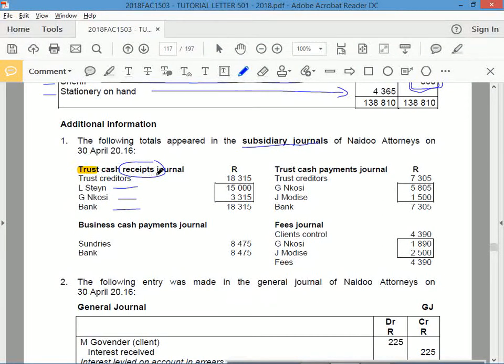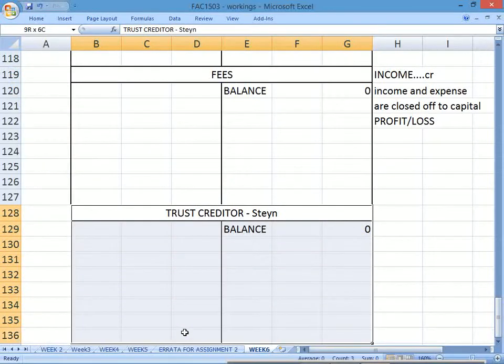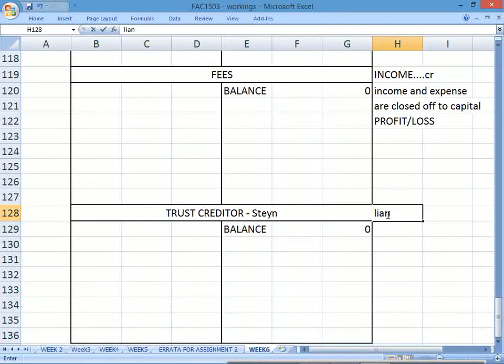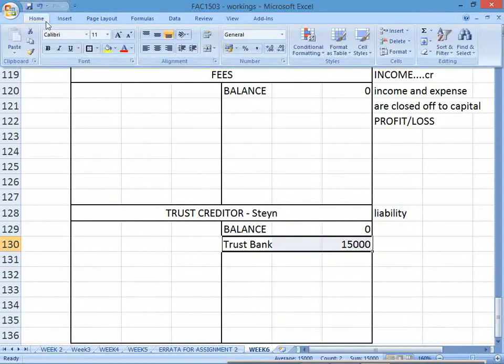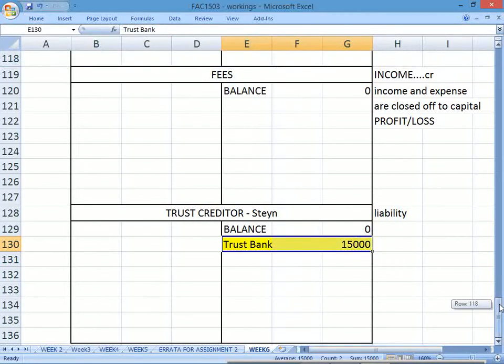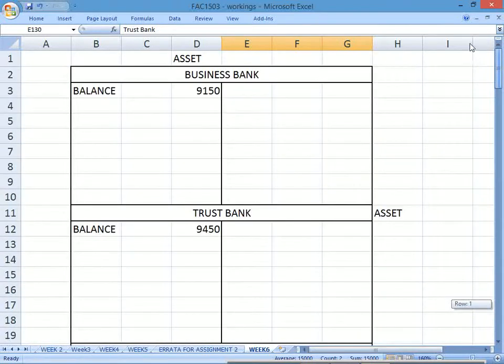If I'm looking at the trust cash receipts journal, you can see Stain and Corsi are being affected here. Okay, Stain is a separate client. They would have their own separate trust creditors account. Their trust creditors account is seen as a liability, so you are going to owe them more because they've given you more money. That's going to go to the trust bank account. Right, you debit the trust bank account, you credit the trust creditors. Okay, debit the asset, credit the liability. Not too bad, right? Okay, we've looked at a lot of those workings. 15,000 goes here. If I highlight this credit, you're going to have a debit in the trust bank account.